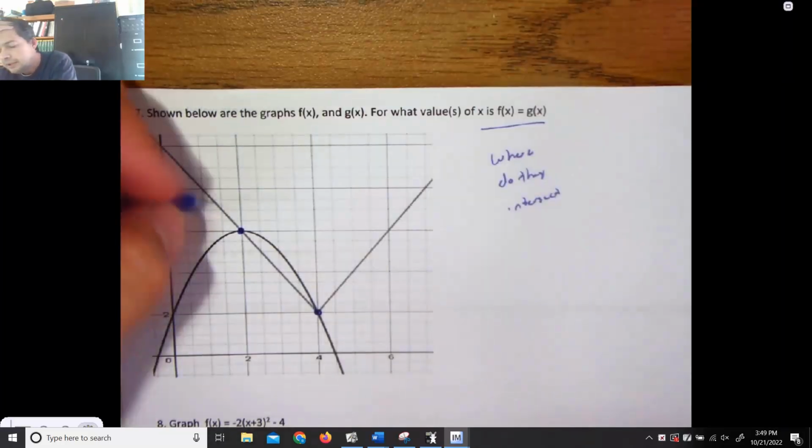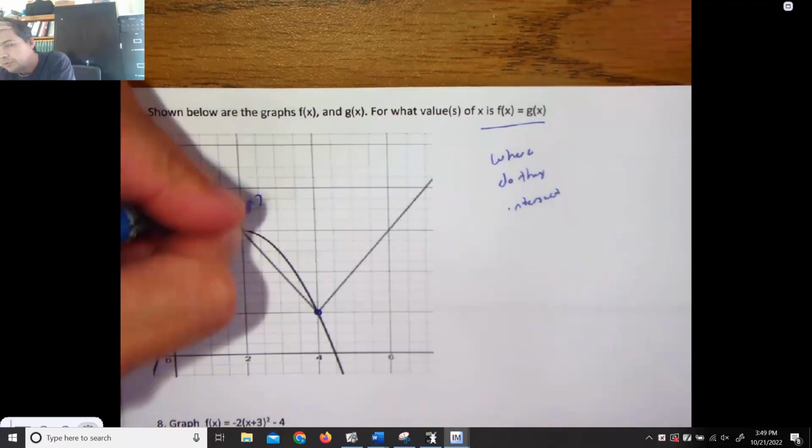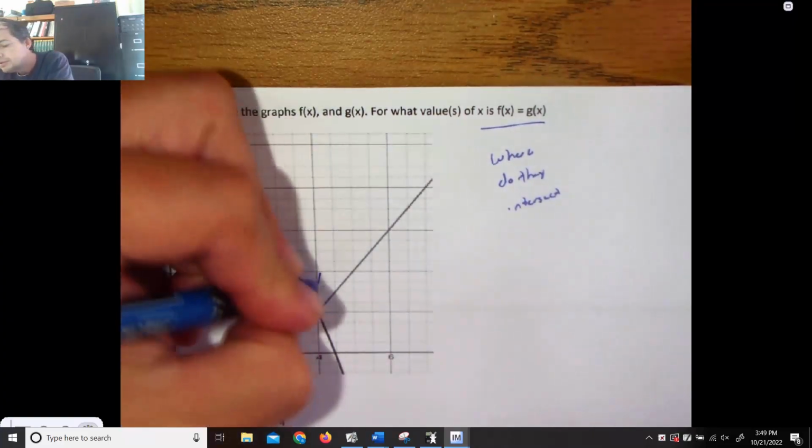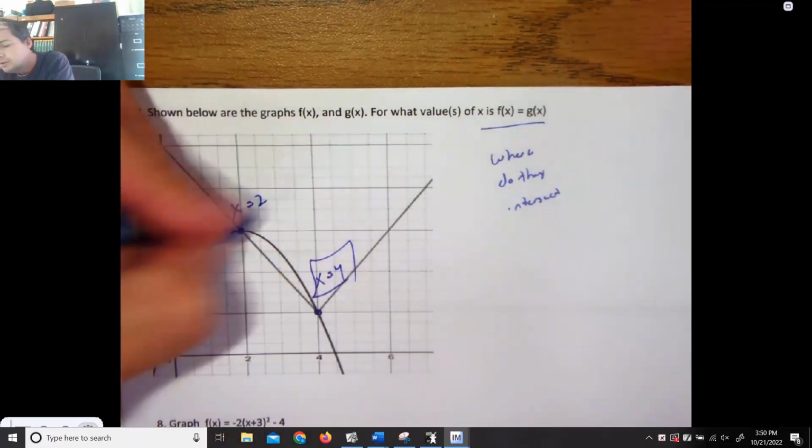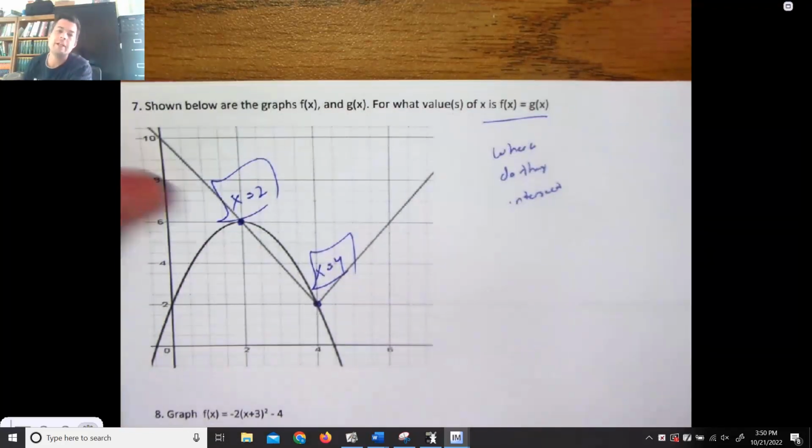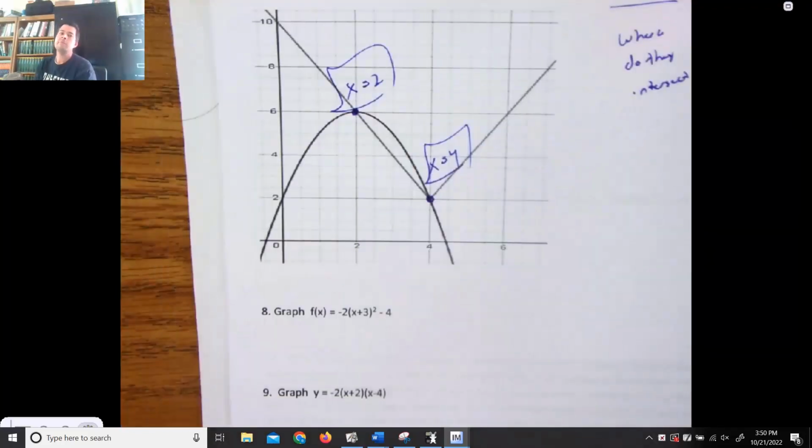It amazes me how many kids struggle with this, but we intersect when x is 2 and we intersect when x is 4. 2 answers. It's the intersection of a quadratic and absolute value.